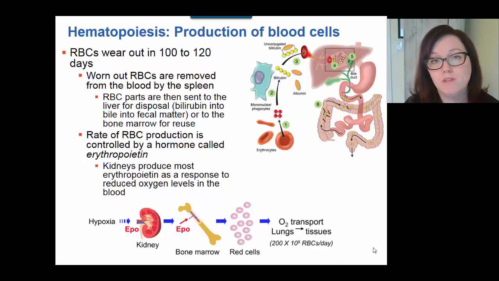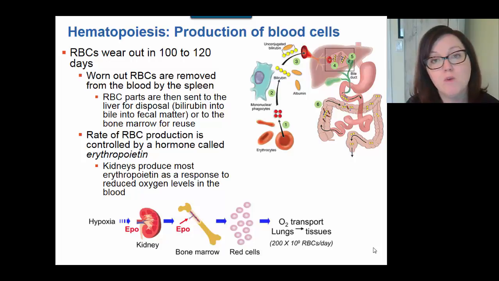The rate of red blood cell production is controlled by a hormone called erythropoietin. So erythropoietin is also known as EPO, and you might have heard of this because this is often talked about like with the Olympics. So this can be used as a hormone enhancer. So basically, sometimes people will use artificial erythropoietin to increase the number of red blood cells in their bloodstream so that they can carry more oxygen and be more efficient athletes.